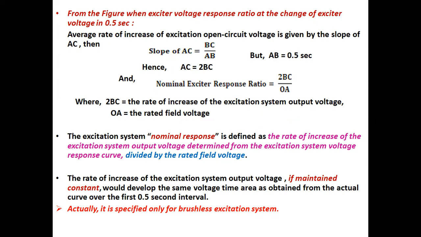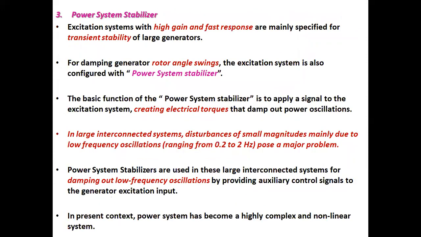The rate of increase of the excitation system output voltage, if maintained constant, would develop the same voltage time area as obtained from the actual curve over the first 0.5 second interval. Actually, it is specified only for a brushless excitation system. Number 3, power system stabilizer.